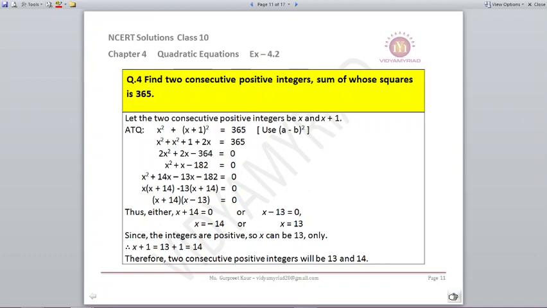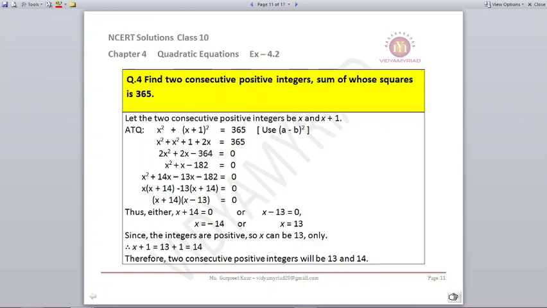Question number 4. Find two consecutive positive integers, the sum of whose squares is 365. Now we know consecutive numbers differ by 1. That is, if my first number is x, the second number will be x plus 1. Their squares sum is equal to 365. That means x square plus (x plus 1) the whole square will be equal to 365.